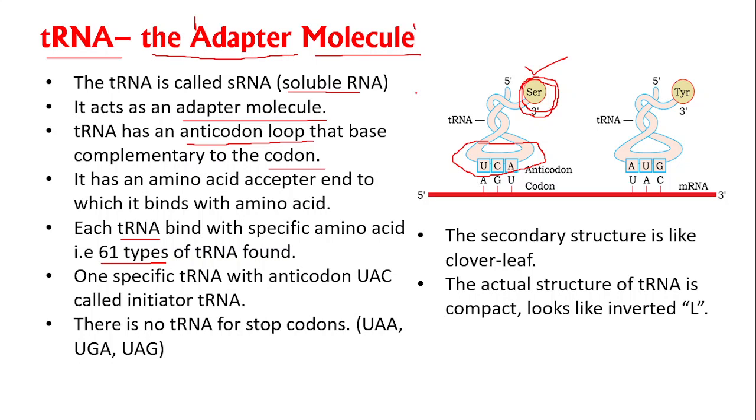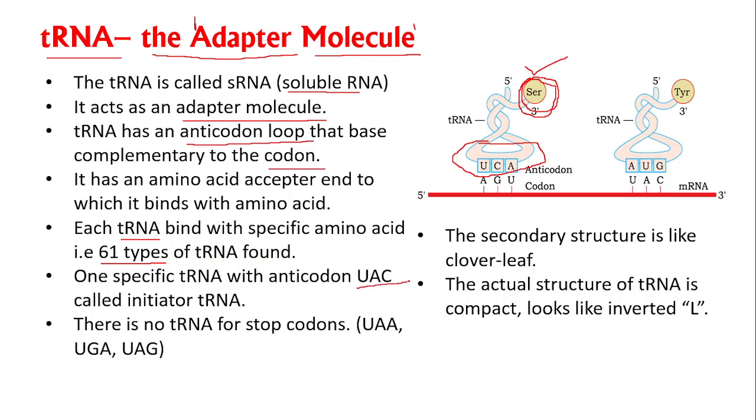Next one. One specific tRNA with anticodon UAC, okay, it is not UAC, sorry for the mistake here, it is UCA. Okay, the point is correct here, students. Sorry for the disturbance. One specific tRNA with anticodon UAC.